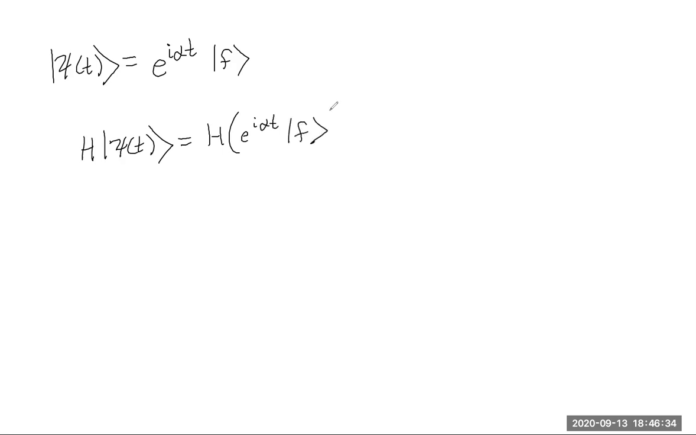psi, and all the time dependence is going to be in this exponential function, because that corresponds to the time behavior of psi, times some f, some state which is time independent. We're not going to worry about it. H is also time independent. Let's have H act on psi of t. So this means that H is going to act on e to the i alpha t times this state f.